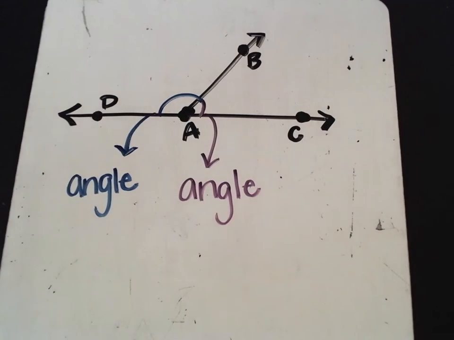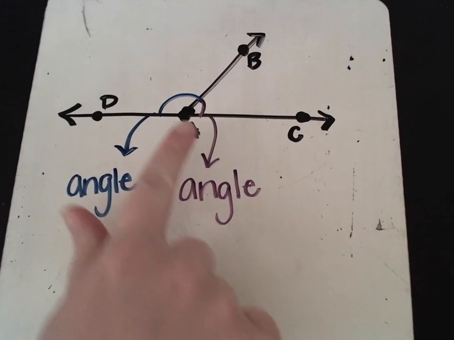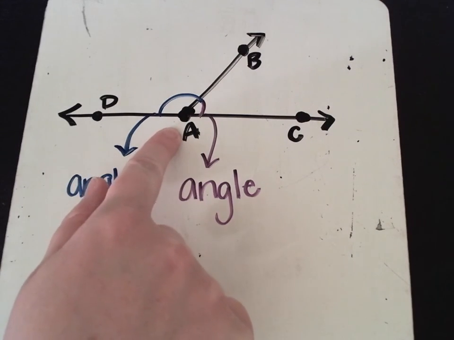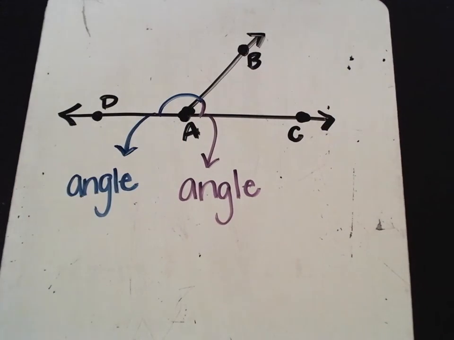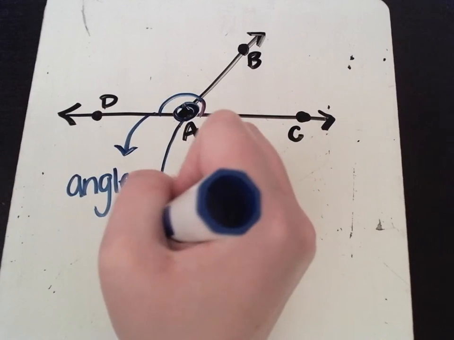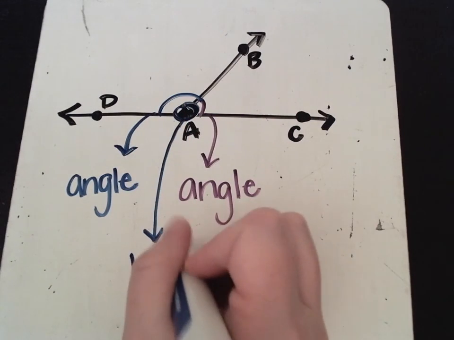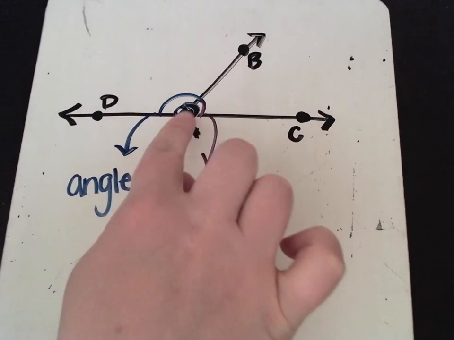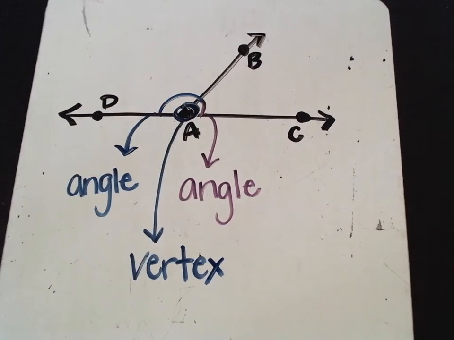So an angle is formed by two rays that connect at a common endpoint. Right here, that point would be point A. That point is also called the vertex. So that point A, right here, I'm going to circle it in blue and draw an arrow. That's the vertex. So an angle is formed by two rays that connect at the same common endpoint. And where they connect gives you that vertex.